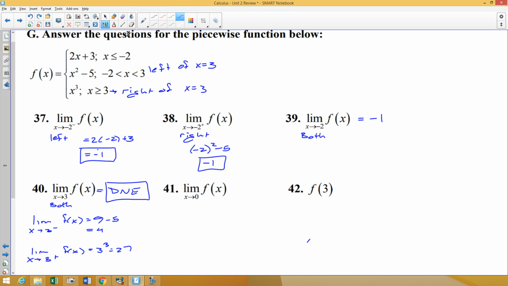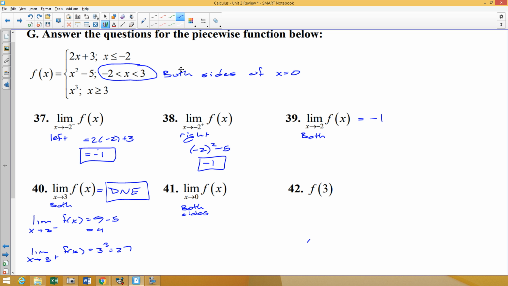41, we are looking at both sides of 0. Both sides. And this one ends up being kind of nice. Unlike number 40, where we had to work out 2 individual limits and compare their answers, both sides of 0 are right here. If I'm going from -2 to 3, both sides of 0 are in this middle piece. So we're just going to plug in 0 to that, and we get 0 squared minus 5 gives you an answer of -5.